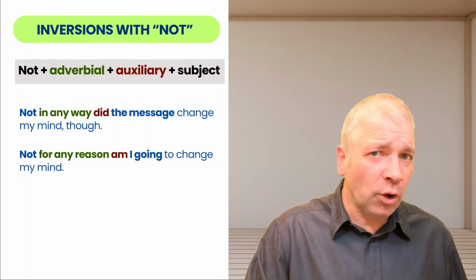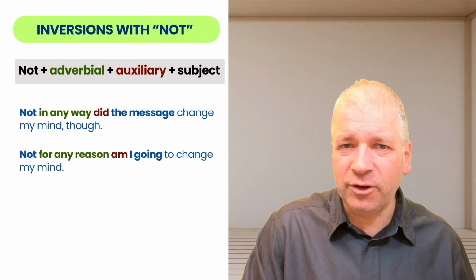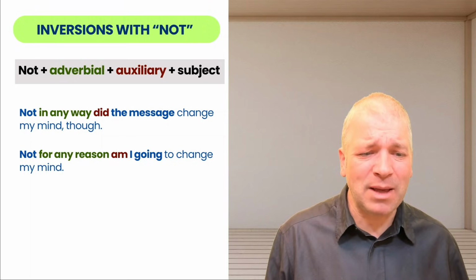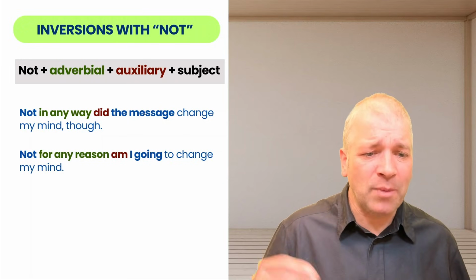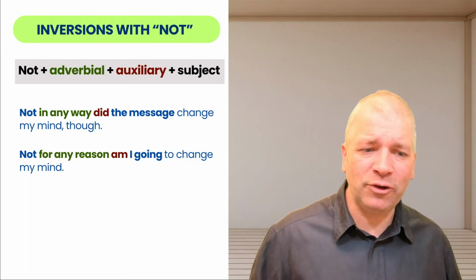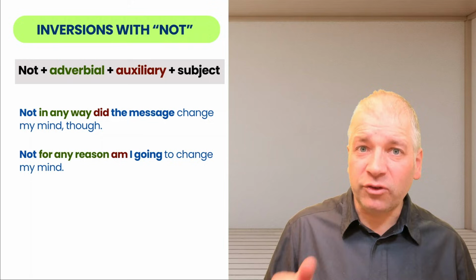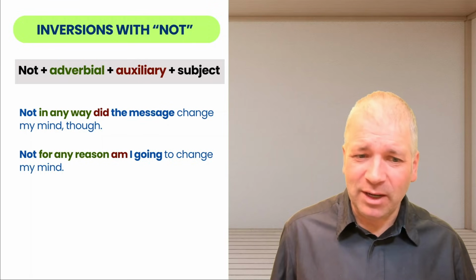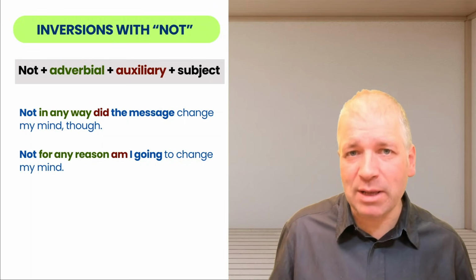And we can use not to make inversions with all kinds of adverbials. The rules are not limited to a set number of phrases. Here are just a couple of examples. Not in any way did the message change my mind, though. So in other words, the message did not change my mind in any way. I've now moved in any way to the front by using the negative inversion with not. The second one is an example where the auxiliary is not did. Not for any reason am I going to change my mind. In other words, I am not going to change my mind for any reason.